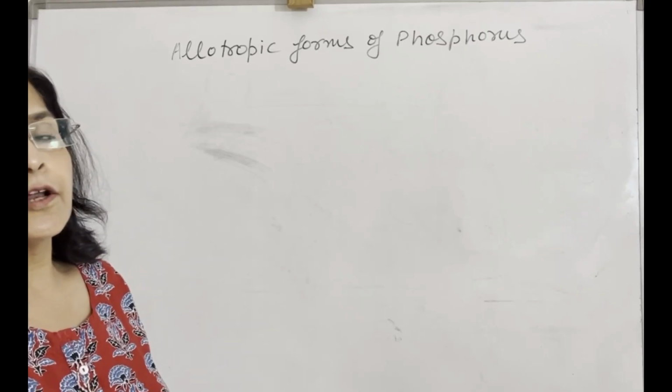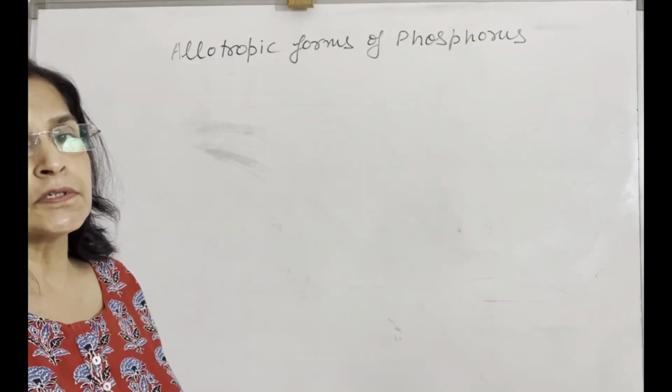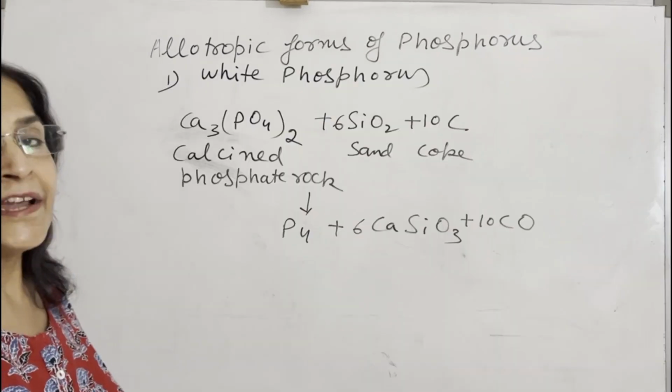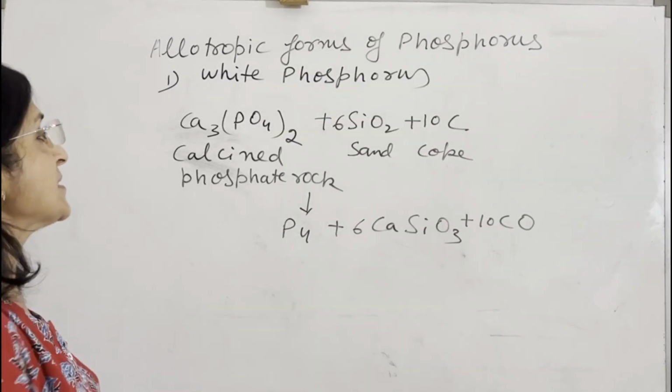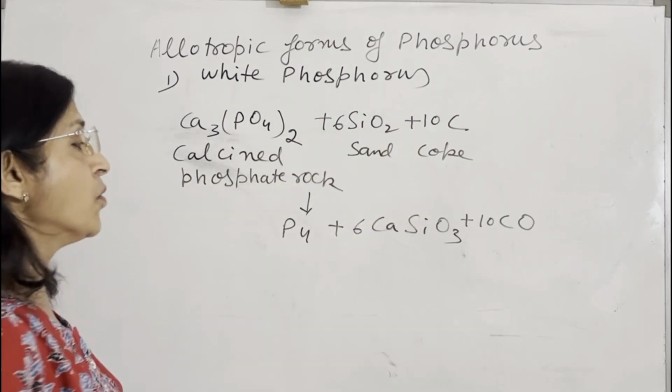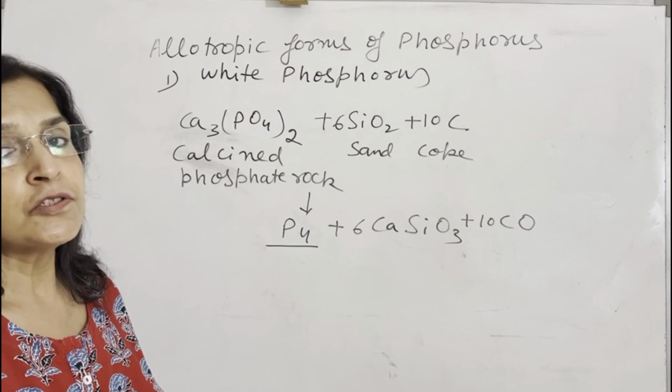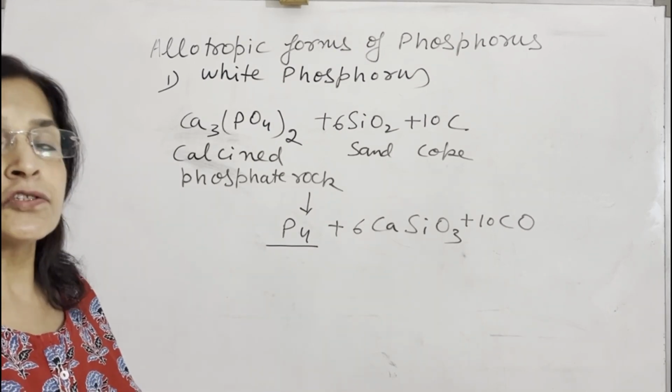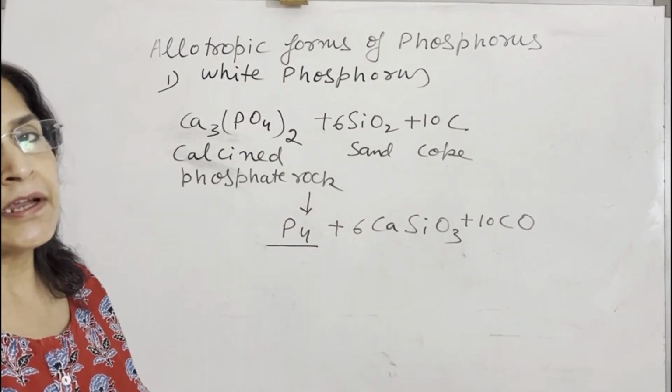There are 3 allotropic forms of phosphorus: white phosphorus, red phosphorus and black phosphorus. White phosphorus is prepared on large scale by the reaction of calcined phosphate rock with sand and coke. White phosphorus forms, and the vapors of phosphorus are condensed and stored in water because it reacts with air.